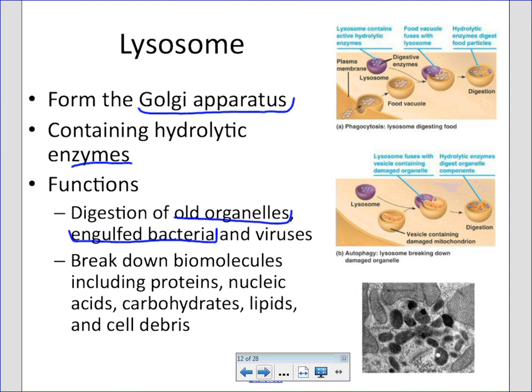And then they'll also function in the breakdown of biomolecules, including proteins, nucleic acids, carbohydrates, lipids, and even cellular debris. When looking at electron micrographs of lysosomes, they will appear circular in nature and will have a dark coloration at the center of them. That dark coloration or dark staining indicates that there's a high concentration of proteins within them.